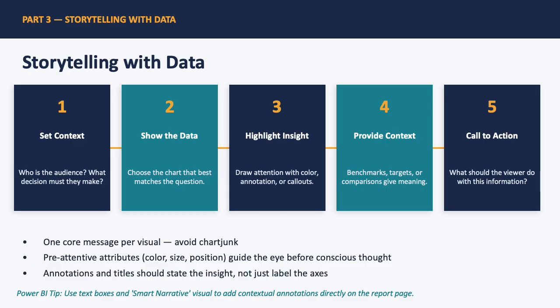The fourth stage is to provide the context. Raw numbers are rarely meaningful in isolation. A revenue figure of $4 million means nothing without knowing whether it exceeds last year's figure, whether it meets the target, or how it compares to competitors. Context is what converts a number into a decision-relevant insight.